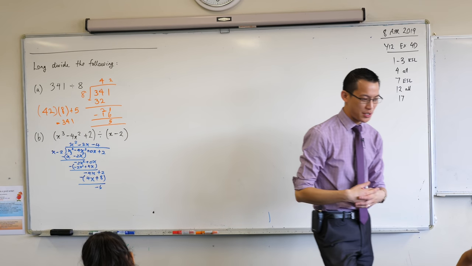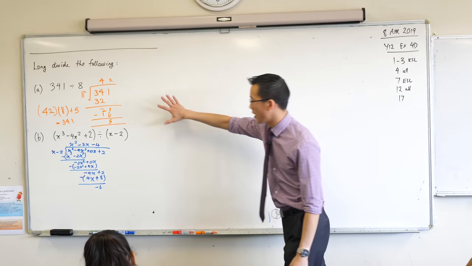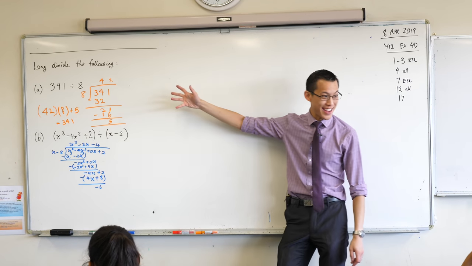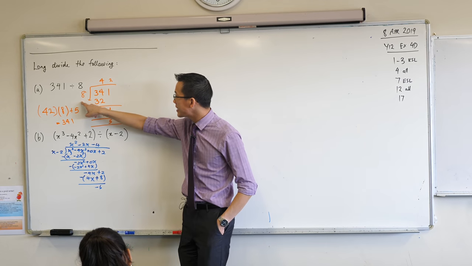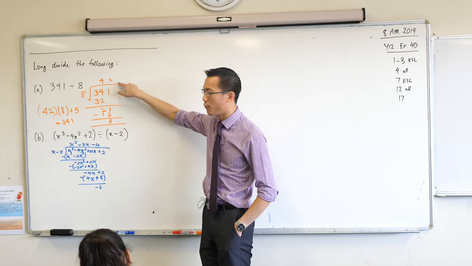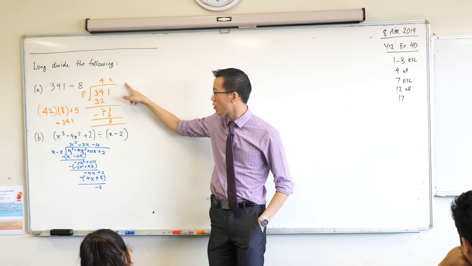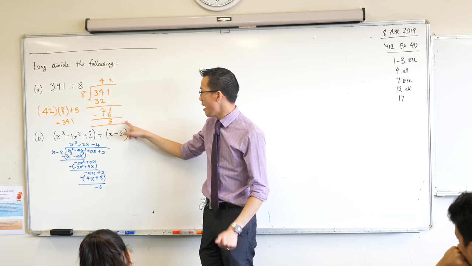Before we see what was the point of all of this, can we get some agreement on part A here? We've got the divisor of 8 gives you a quotient of 42 and a remainder of 5. Are you happy with that? Yeah. Looking okay? So that's the result there.